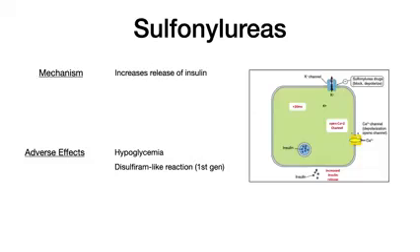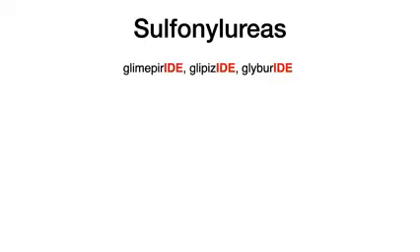The mechanism of sulfonylureas is that it's increasing the release of insulin by depolarizing the potassium channel. So I've put a little schematic on the slide so you can see what that looks like. But basically, the sulfonylurea drug blocks this channel, depolarizes the cell, calcium channels are opened, and you get the release of insulin. That's how sulfonylureas work. The sulfonylureas are the drugs that end in IDE, I-D-E, glimepiride, glipizide, and gliburide.